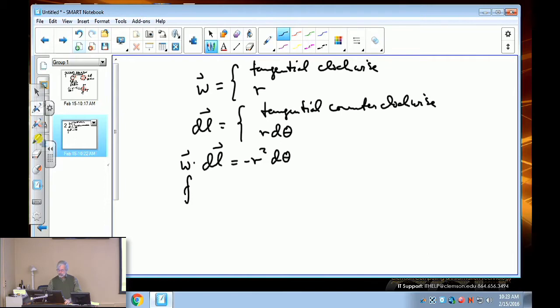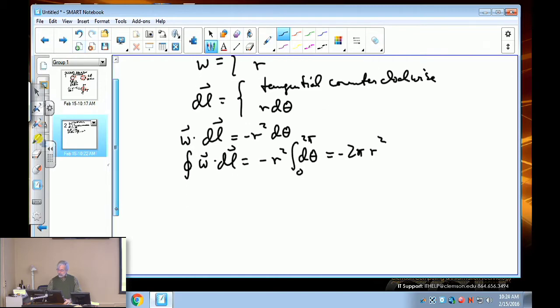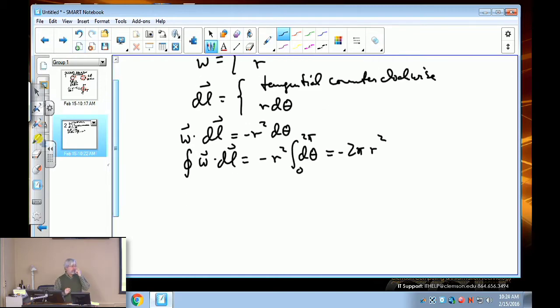And now I'm going to integrate that. I want to add that up all the way around, so we're just integrating d theta. And what is the integral of d theta all the way around the circle? Add up all the little angles to get the total angle around the circle. What's the full angle around the circle? 2 pi. So this is minus 2 pi r squared. Now notice that that's proportional to the area of the circle. So I'm going to divide by the area of the circle in the definition of the curl. I'm dividing by the area, so this just gives negative 2.